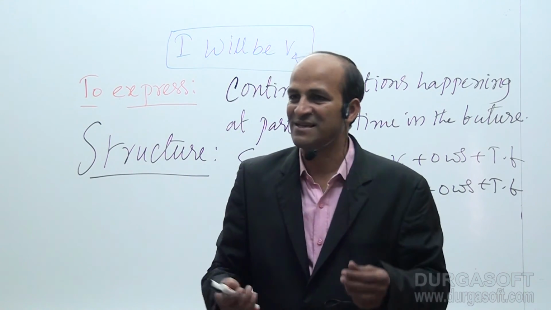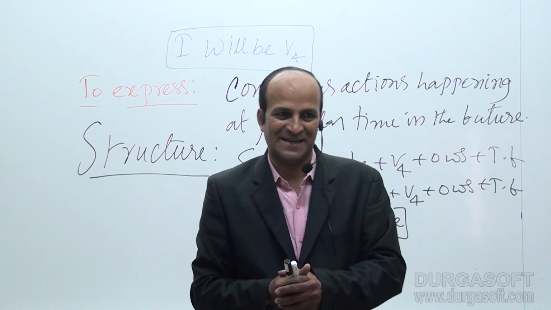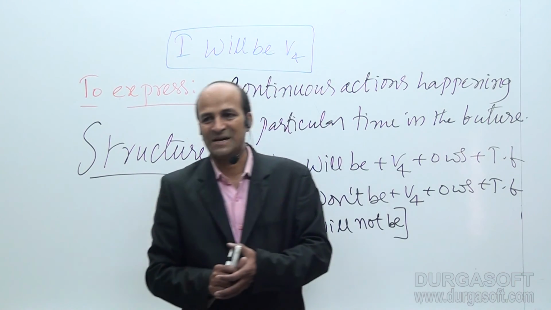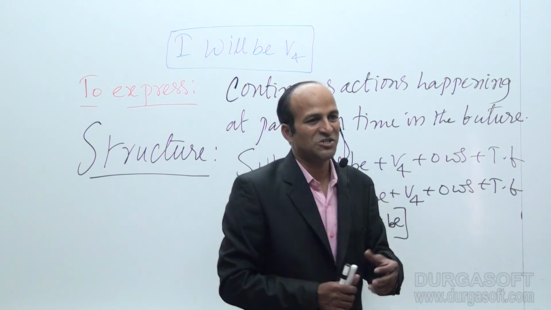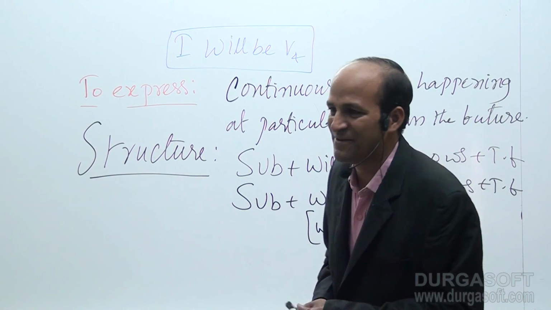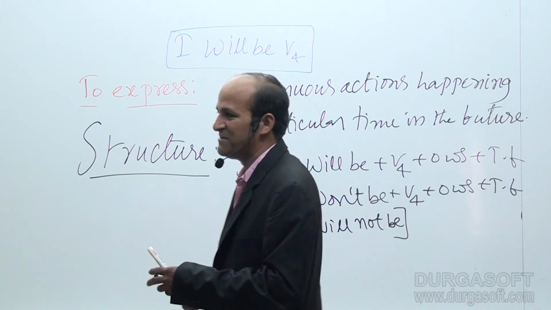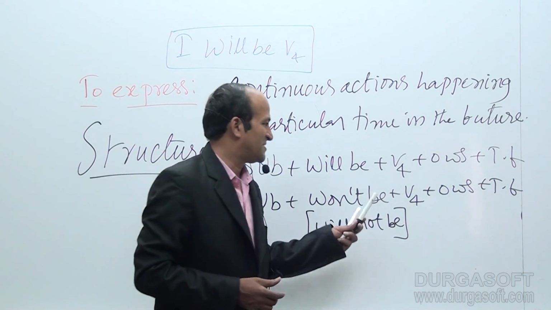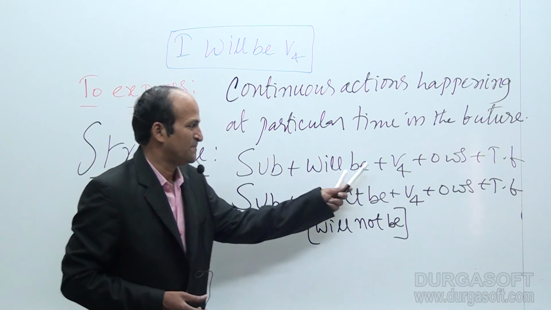I will not be taking the class at this time tomorrow, like that. He will not be coming to class in the morning tomorrow. They will not be arriving at my house at this time tomorrow. This is how we frame the sentences like this.